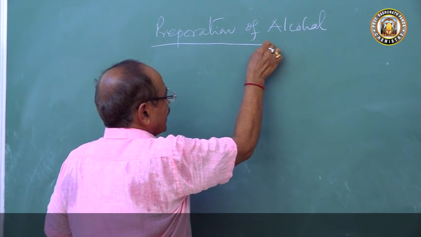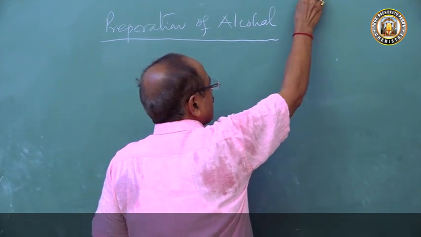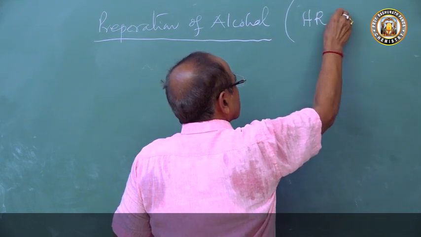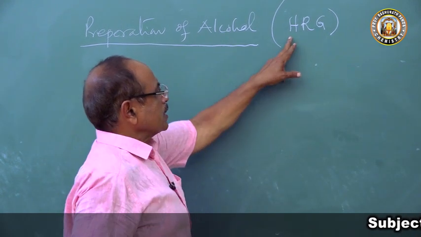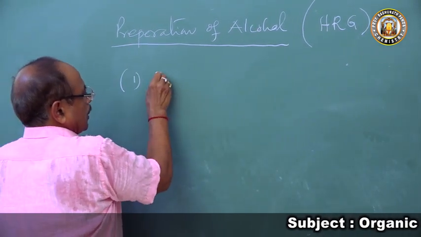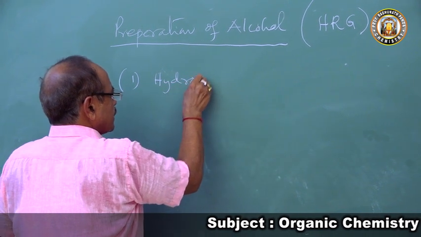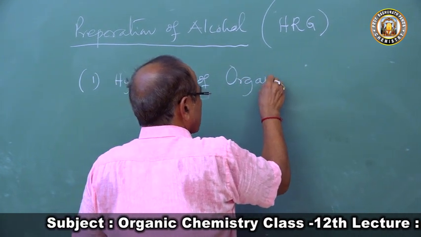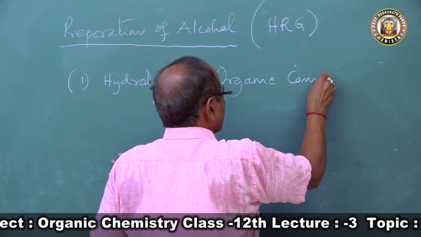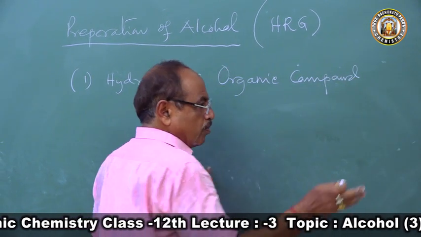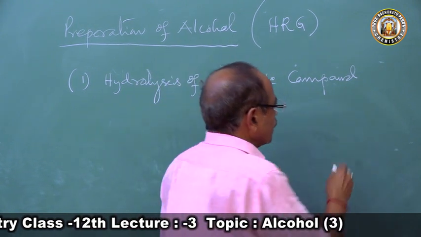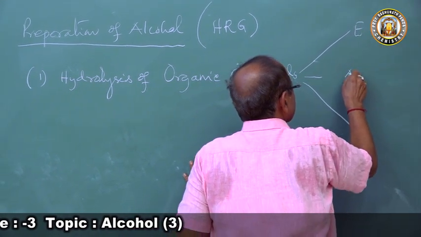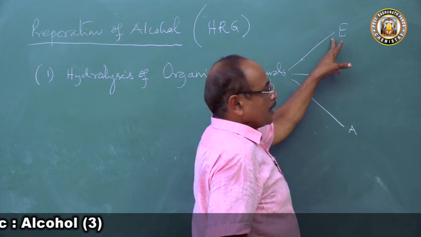Alcohols can be prepared by the following general methods. We can keep them in our mind as HRG. H: hydrolysis of organic compounds. One method is hydrolysis of organic compounds. That means we have RX, and from RX we will remove X and put OH. So what are those organic compounds? The organic compounds are E, A, A.